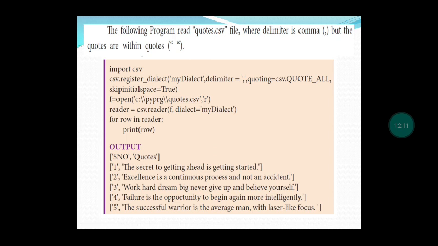Next, the example for this one. Here in my dialect the delimiter has been given equal to comma and quoting equal to csv.QUOTE_ALL. So quote all is used here. By using this, the output will be displayed with the quotes. So you have seen here, as I already said, the quotes have been displayed for the output.